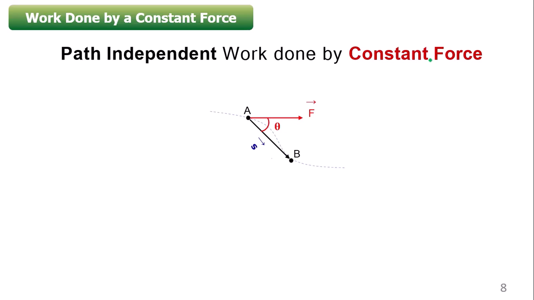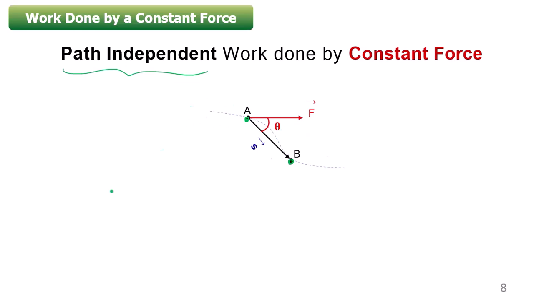Now, we are discussing the work done by a constant force, and one of the important properties of this work is that it is path independent. That means if I want to move a particle from point A to point B, initially the particle is at point A, and I apply a force that creates a displacement and the particle moves from point A.